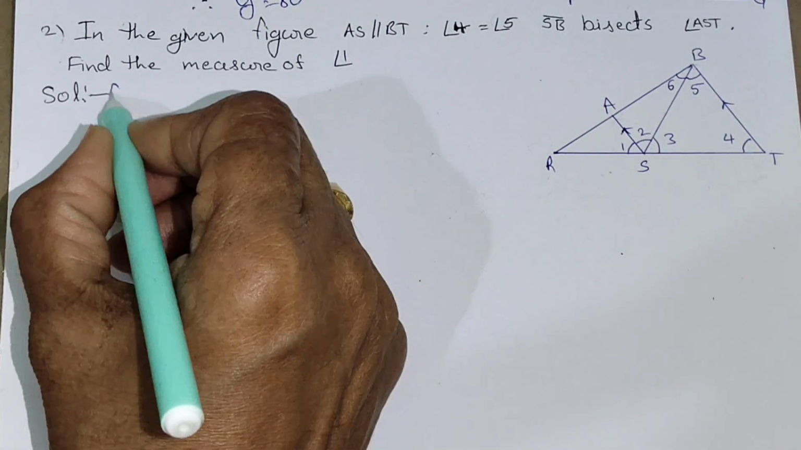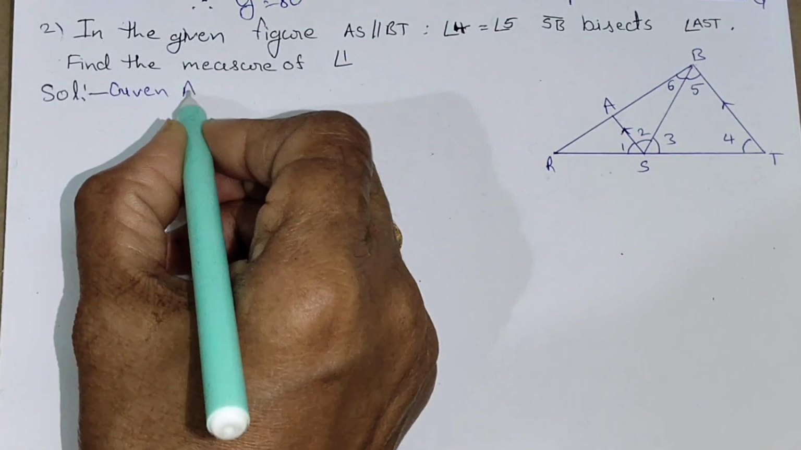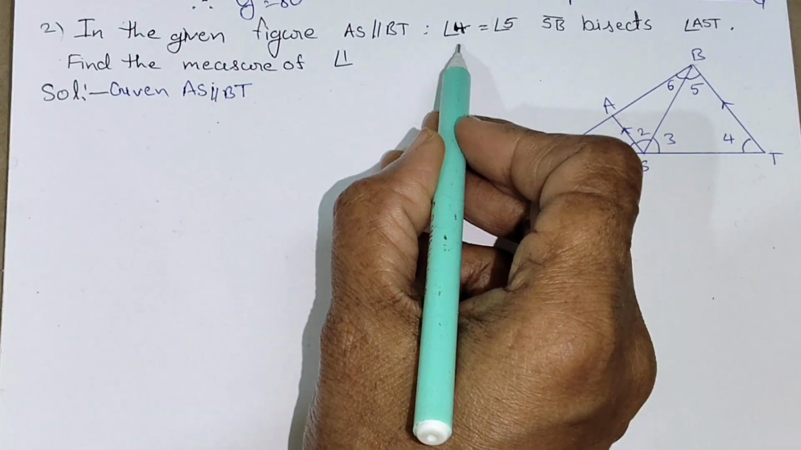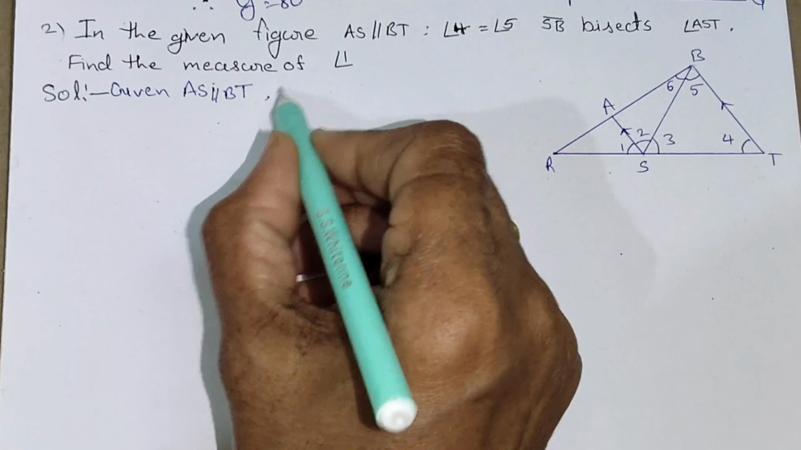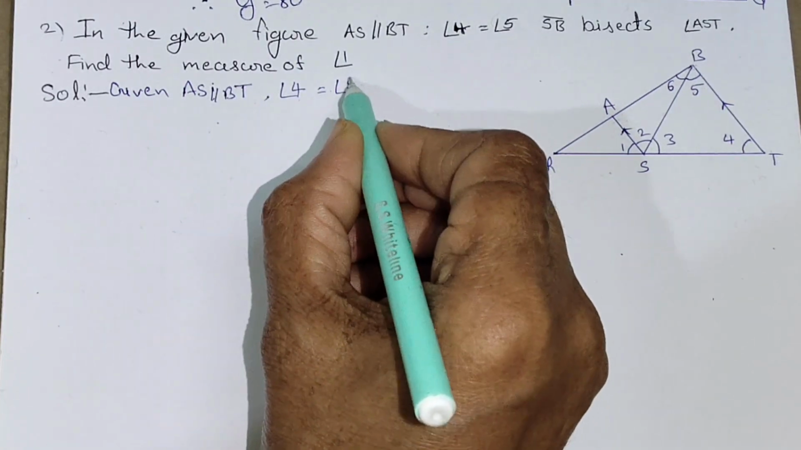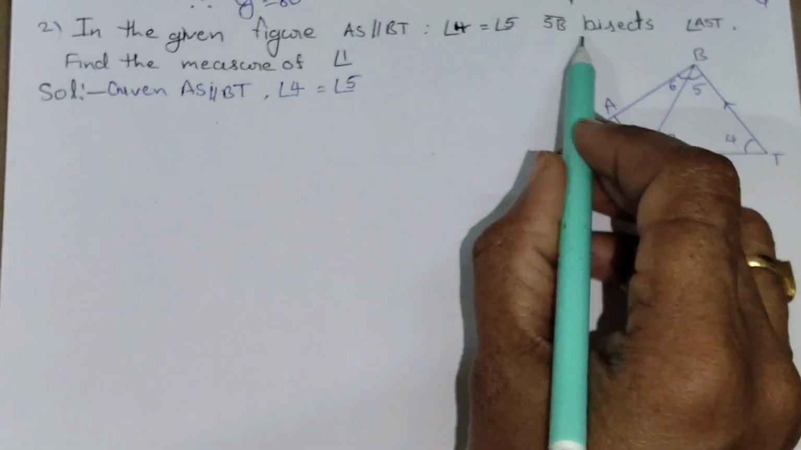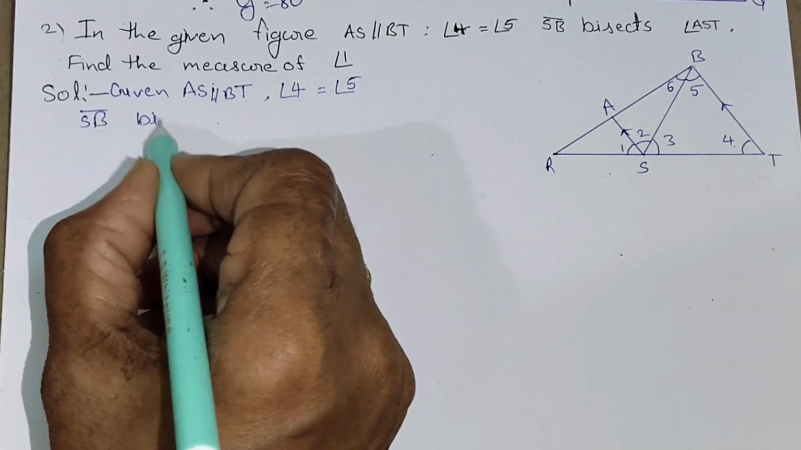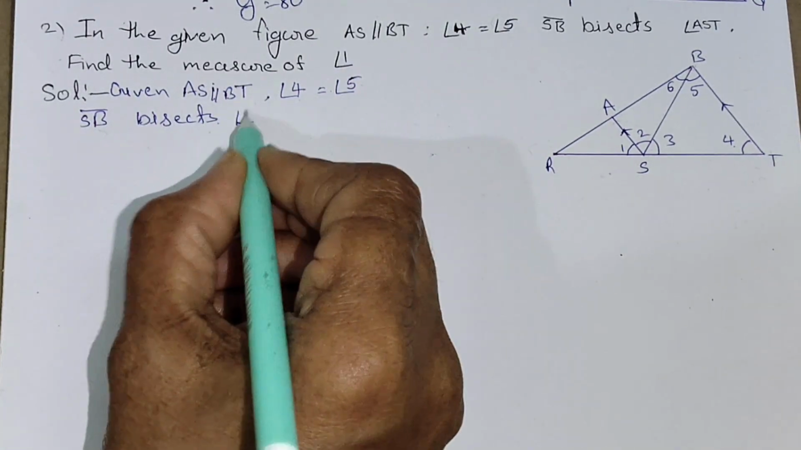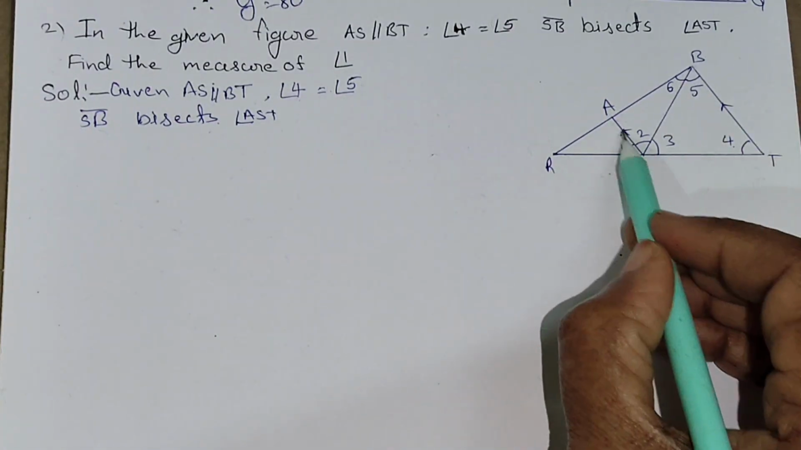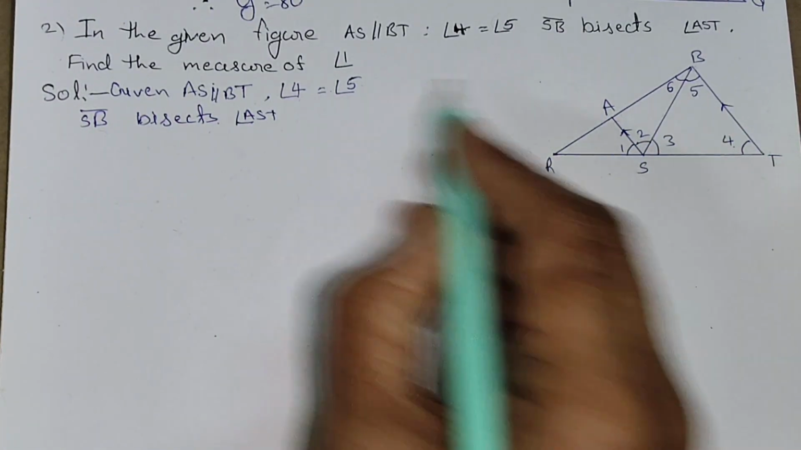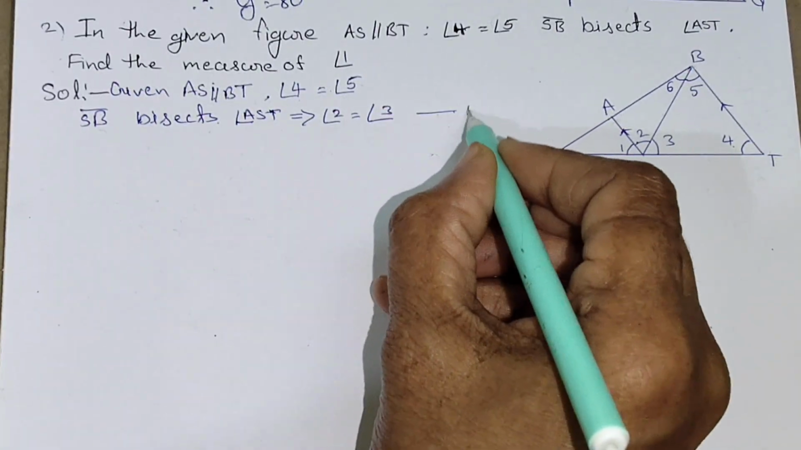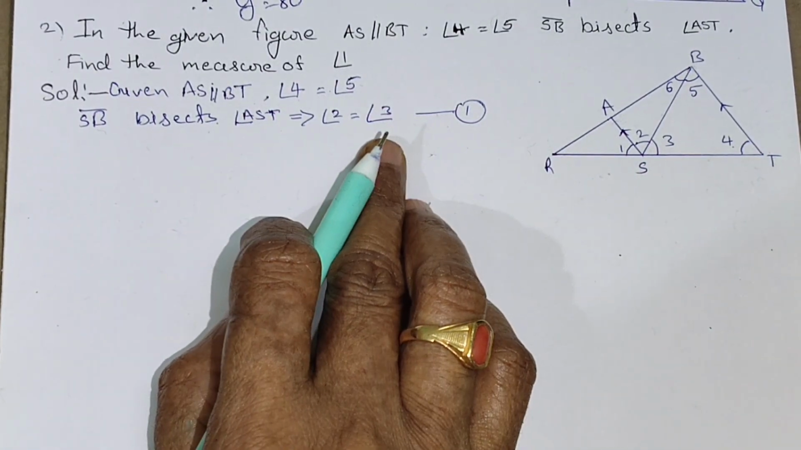Now first we write the given data. Given: AS is parallel to BT and angle 4 equals angle 5. SB bisects angle AST, which implies angle 2 equals angle 3. This is equation 1: angle 2 equals angle 3.